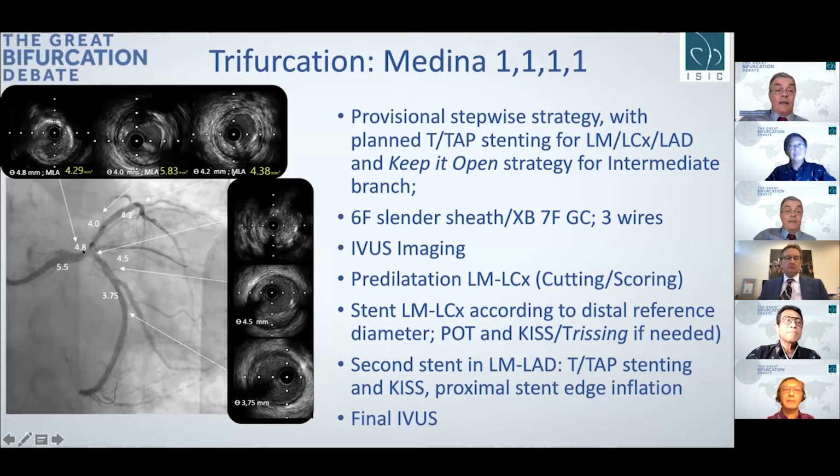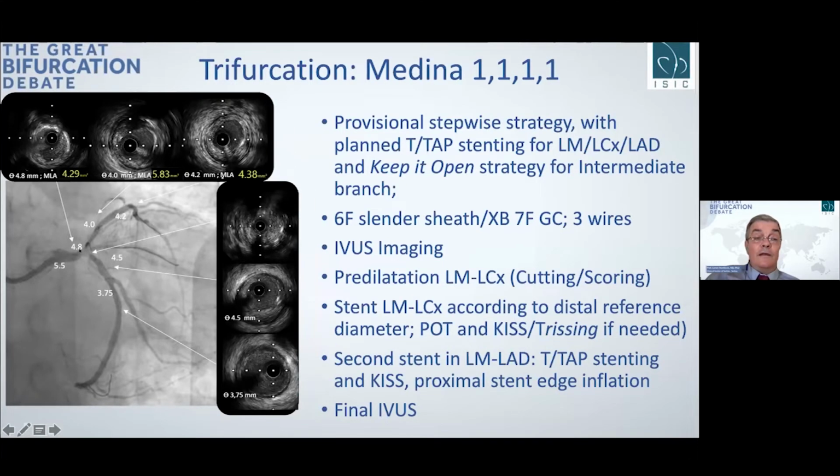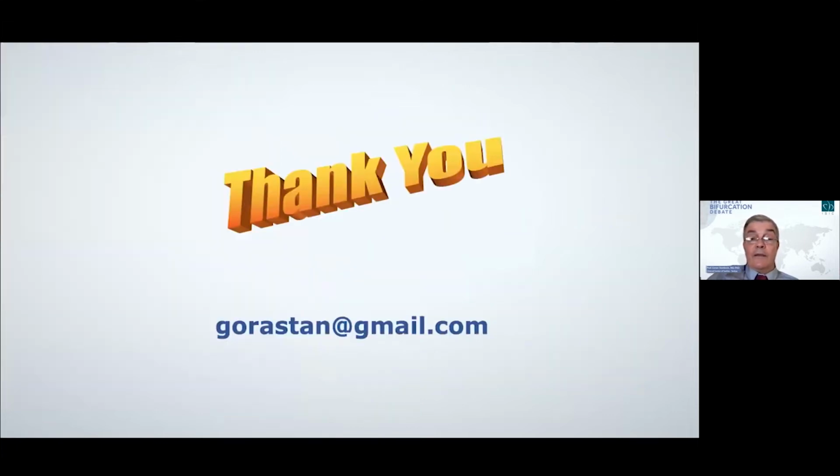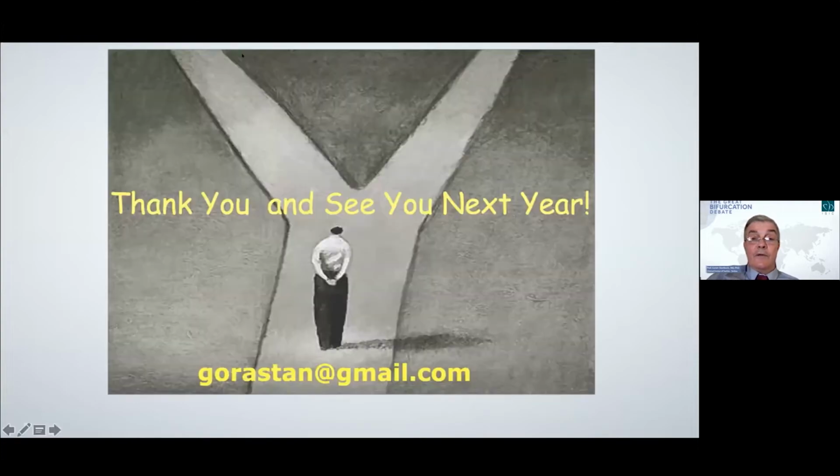So TAP stenting, inverted provisional from LAD to the circ, balloon optimization, tracing, and then TAP stenting in the LAD, and final proximal balloon inflation and imaging to confirm an adequate optimal result. Thank you very much for your attention.